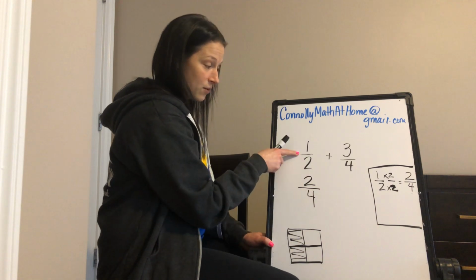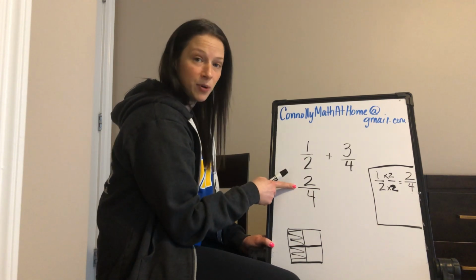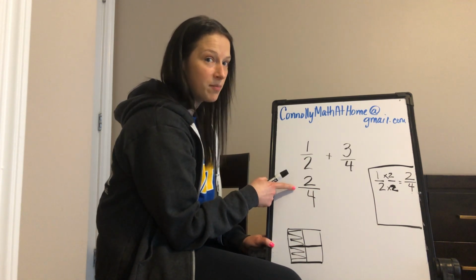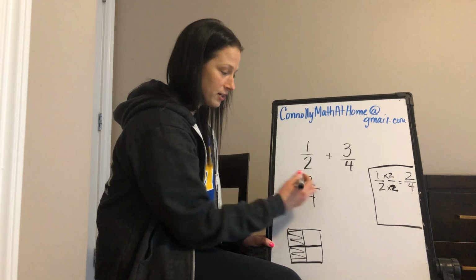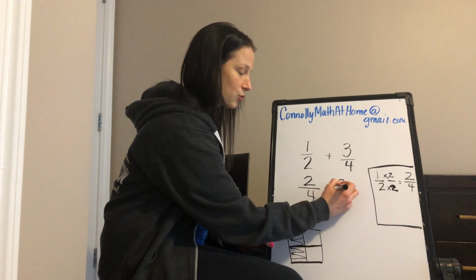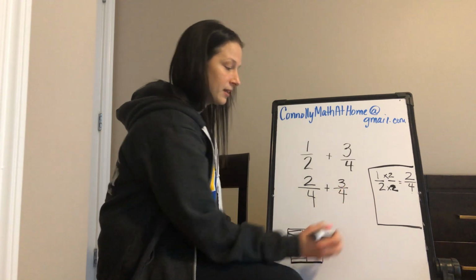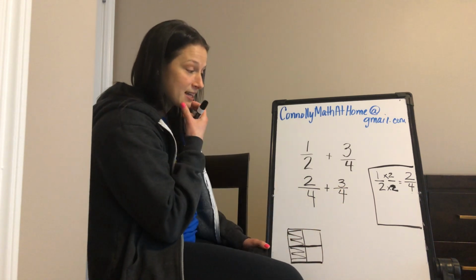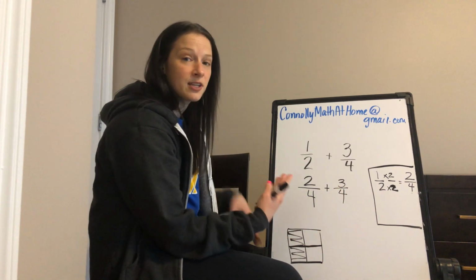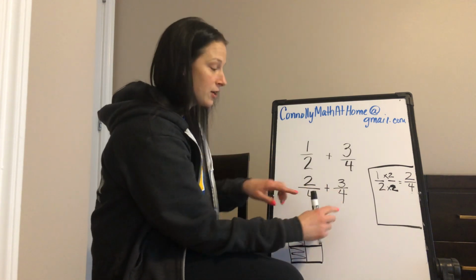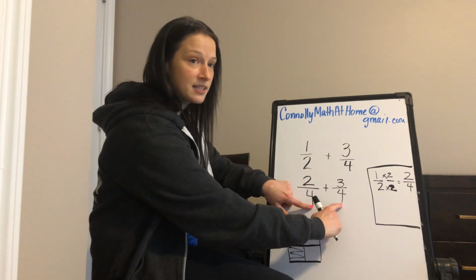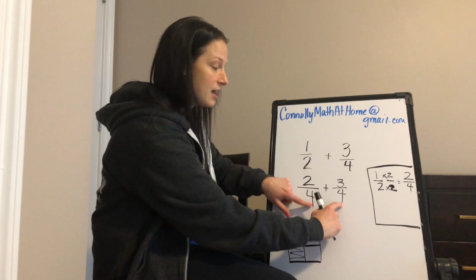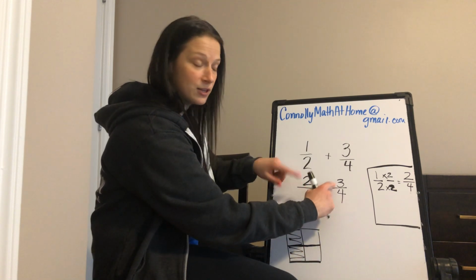So it used to say 1/2. I am putting 2/4 here. It's the same amount. It's an equivalent fraction. And now I can add 3/4. Now that we have the same size pieces, we're able to combine the numerators. Okay, so your goal is to make the same size pieces in the denominator, then you can combine the numerators.